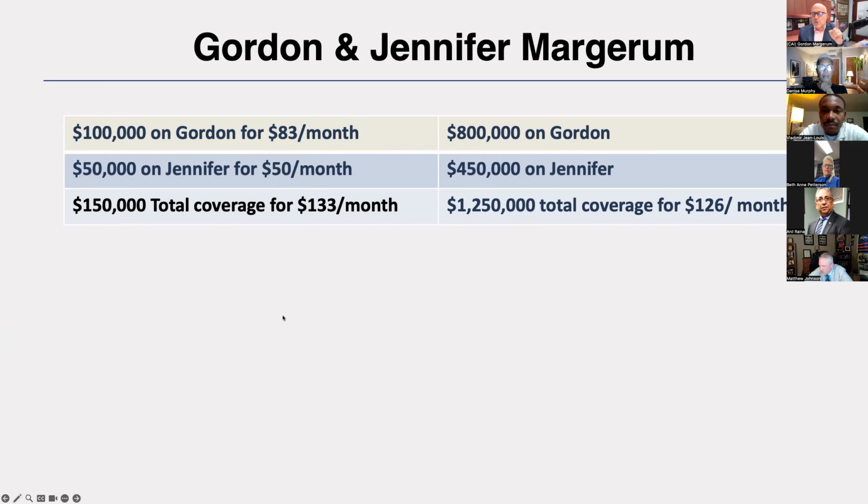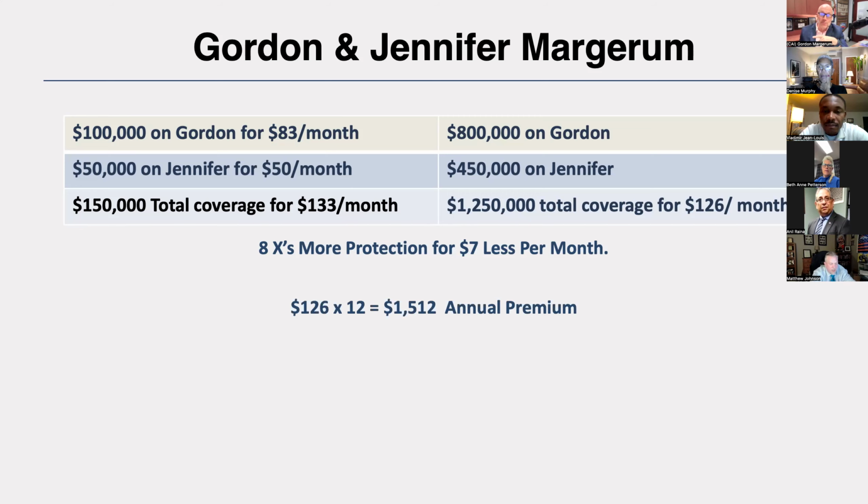I didn't hesitate. Even though moms were involved, I said, what do we need to do to make this change? So that day, I submitted an application for 126 bucks because it was 8 times the protection for $7 less. I didn't call mom and I didn't call her mom. I wanted to see if we could qualify. $126 a month comes out to $1,500 a year.